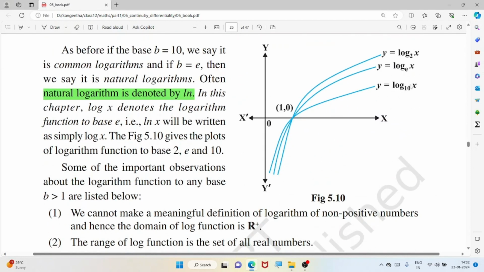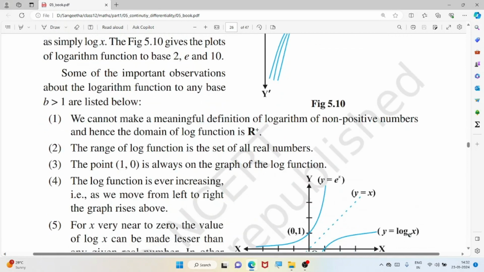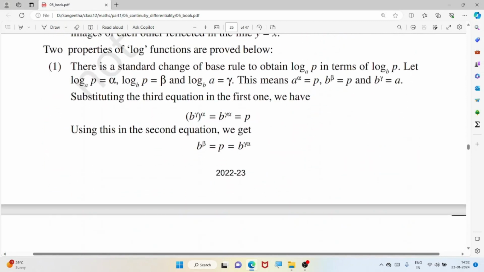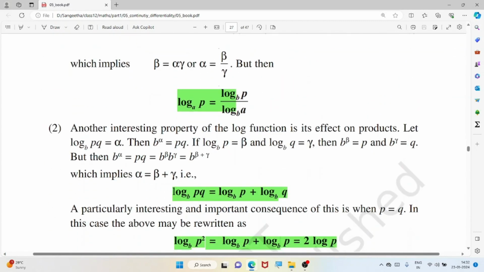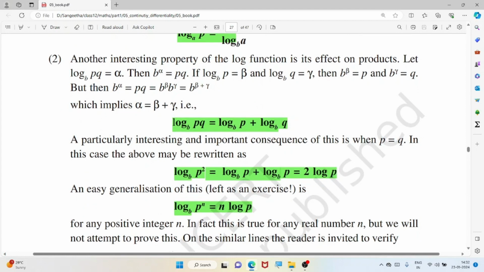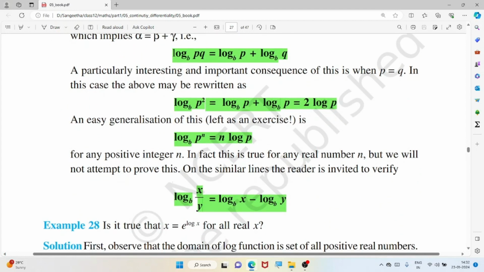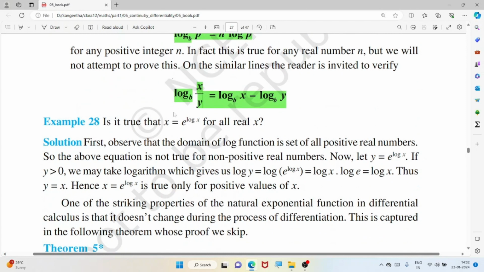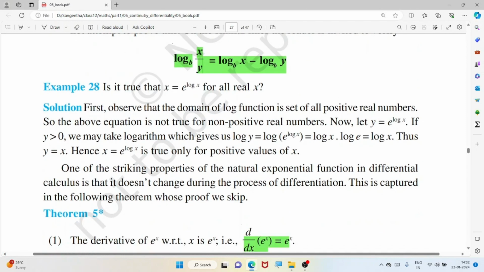These are the graphs for the log functions. The natural logarithm is indicated by ln. These are the various log formulas. You should remember them: log of p times q is log p plus log q, and log of p power 2 is 2 log p. These formulas will be used in the following examples.